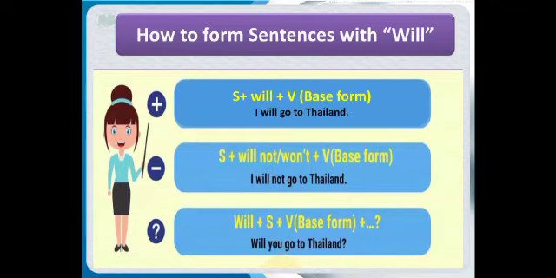For questions or interrogative sentences, first we put will, then the subject, and then the base form of the verb. Will you go to Thailand? So it's our question. Be very careful that the negative sentence always has not in it, and in the interrogative sentence we must have the helping verb at the start of the sentence.